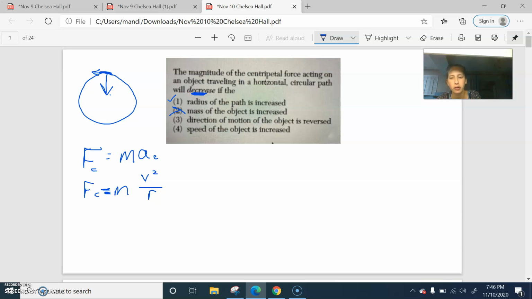What if we change the direction? Do y'all see direction in this formula? No, that's nonsense. What if we increase the speed? Well, if we increase the speed, we're definitely going to increase the centripetal force. So that's not the right answer. So the correct answer is 1. The radius of the path is increased.